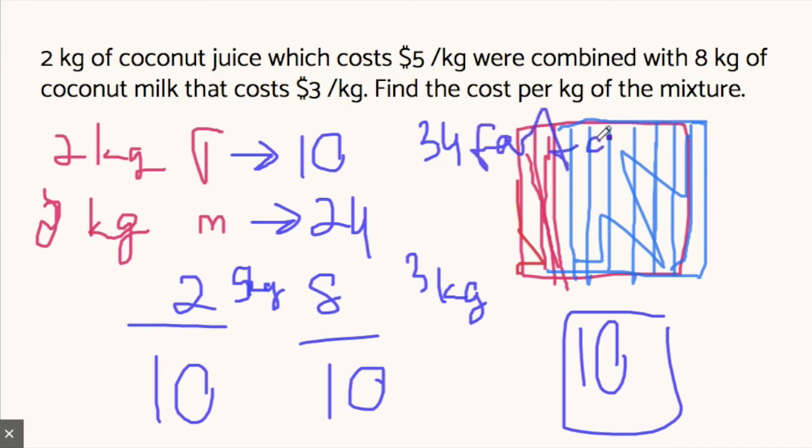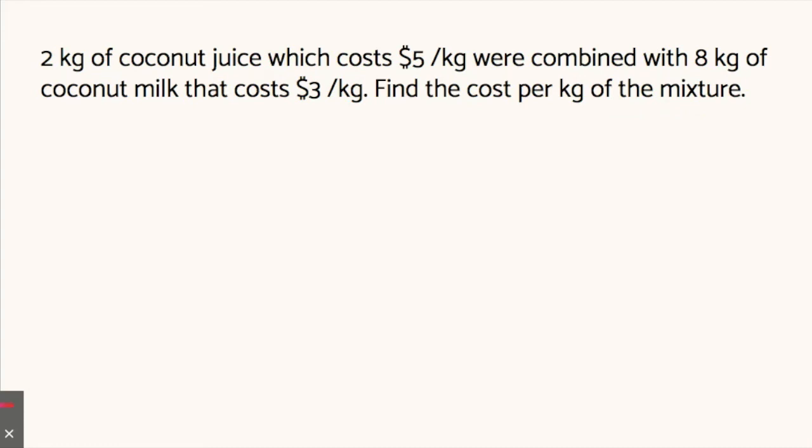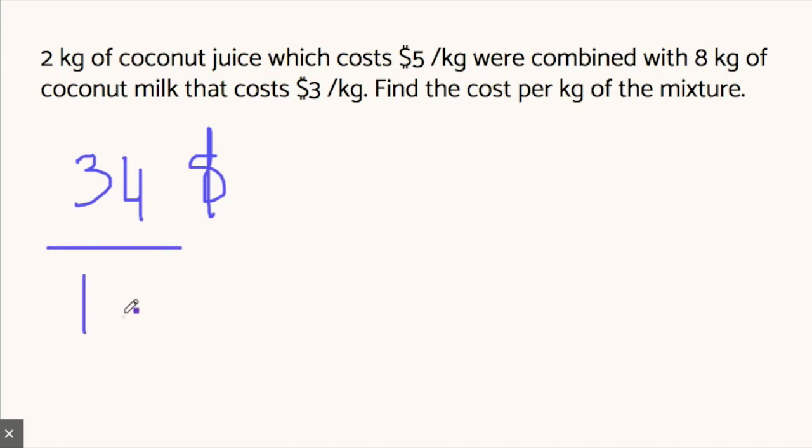If it's 34 for 10, get rid of all of this, $34 per 10 kilograms. We can do several different things. We can just divide 34 by 10 to get what 1 kilogram of the mixture costs. That would be the easy one. Or in case we have like more complicated numbers, we can do cross multiplication. In this case, let's do cross multiplication because sometimes it's not going to be as easy as 10 and you're going to have to do a lot more things after that.